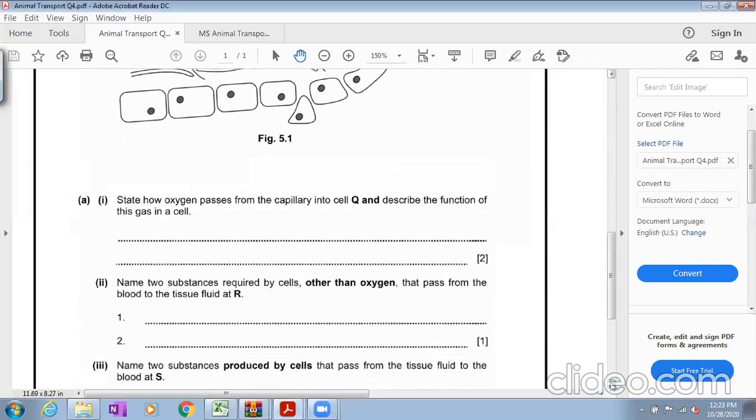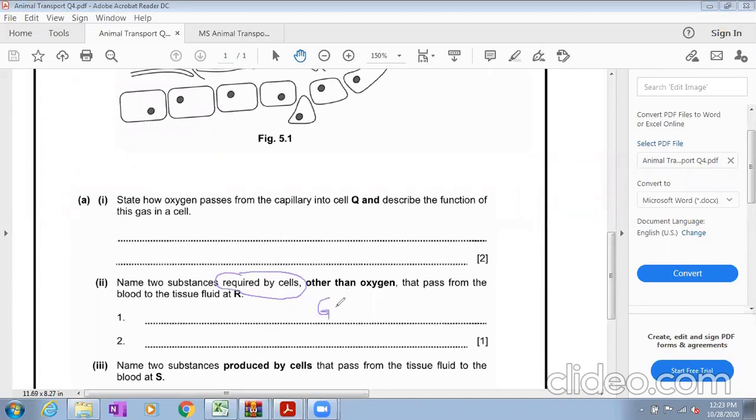Now another question we have: state two substances required by cell other than oxygen that pass from blood to tissue fluid. So what are the substances that the cell needs, and that are passing from blood to tissue fluid, and through tissue fluid it will enter your cell, right? So here in the question they mentioned needed by the cell. So what will the cell need?